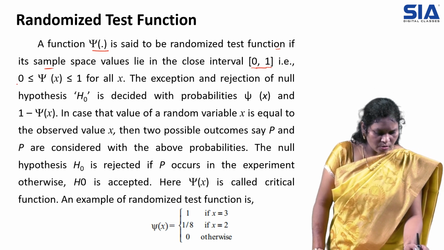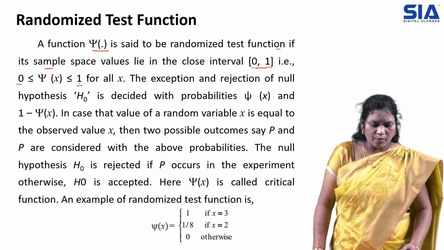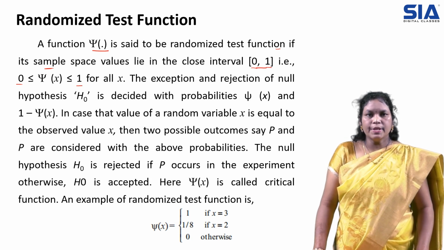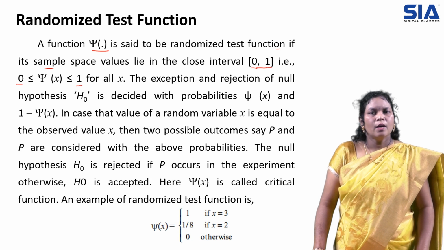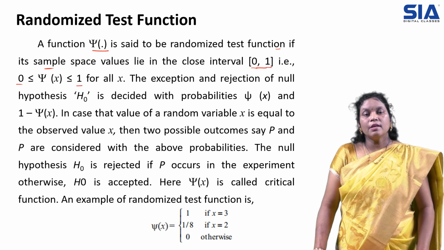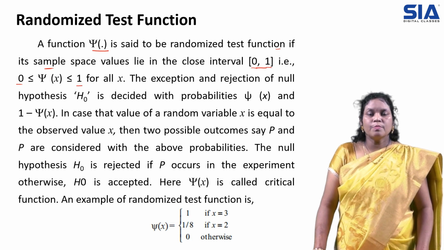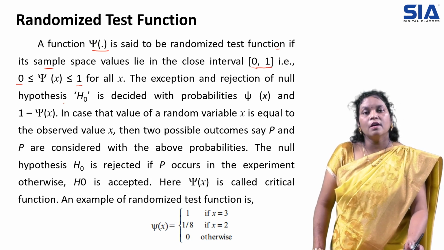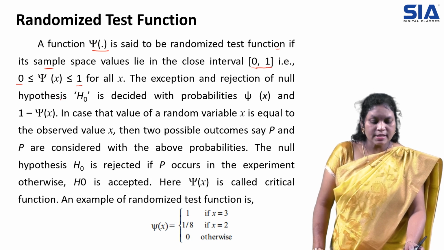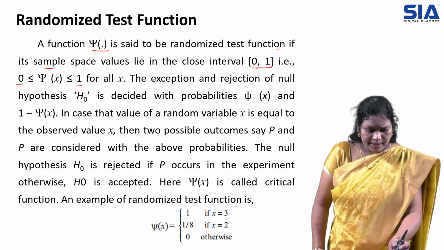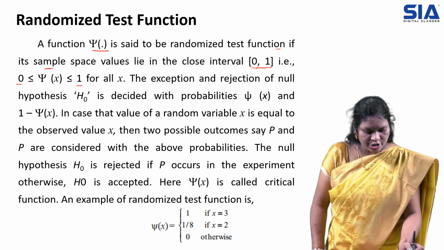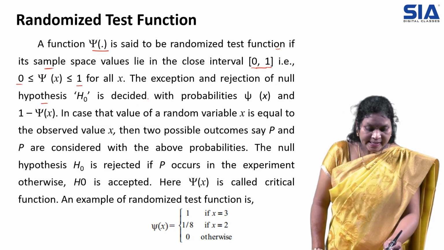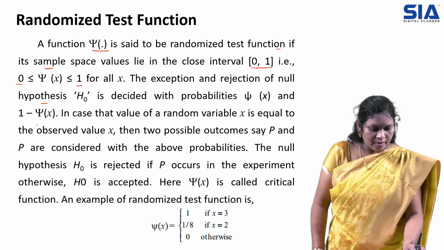So how does it go? 0 less than or equal to psi of x less than or equal to 1. Closed interval means we can get values in between 0 to 1. The same as probability, right? Probability also lies between 0 to 1. The same thing here, we call it a randomized test function because we are considering some function and trying to give the same probabilities as the limits for us. So if the values lie between 0 to 1 for all x, we call it a randomized test function. Then the acceptance and rejection of the null hypothesis H naught is decided with the probability psi of x and 1 minus psi of x.